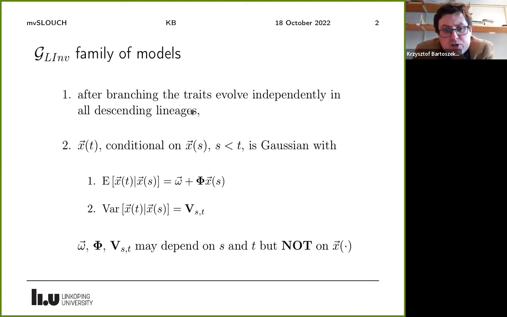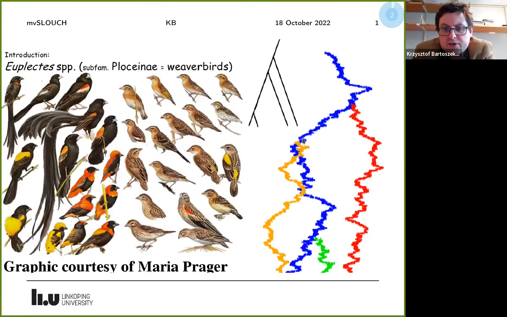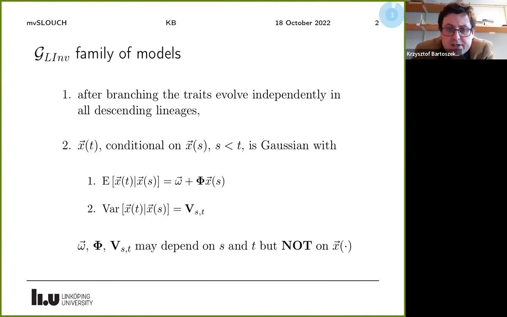So there are 2 main assumptions. Well, the first assumption is a Markovian assumption that after branching, the traits evolve independently in all descending lineages. So after this branching point, the blue lineage evolves completely independently of the red lineage. Here, after the branching, the orange lineage is completely independent of the blue one. They can cross, but these crossings are completely meaningless. Okay, so we have this sort of Markovian property.